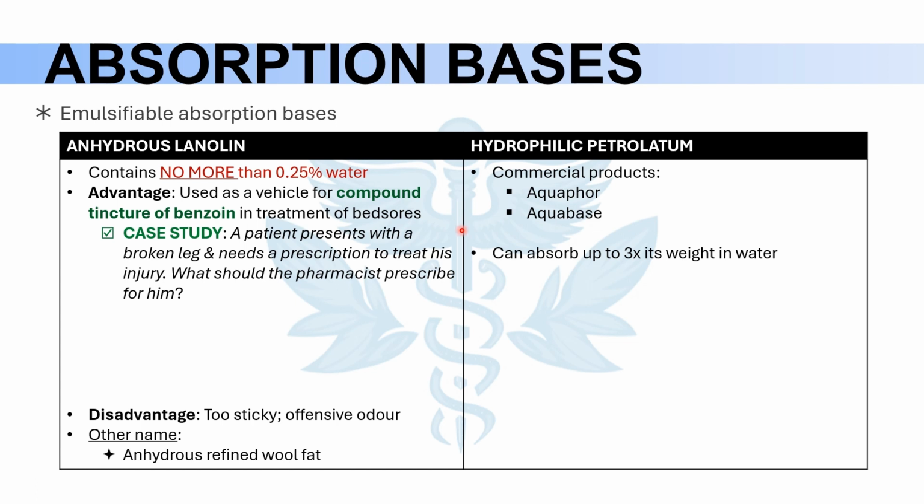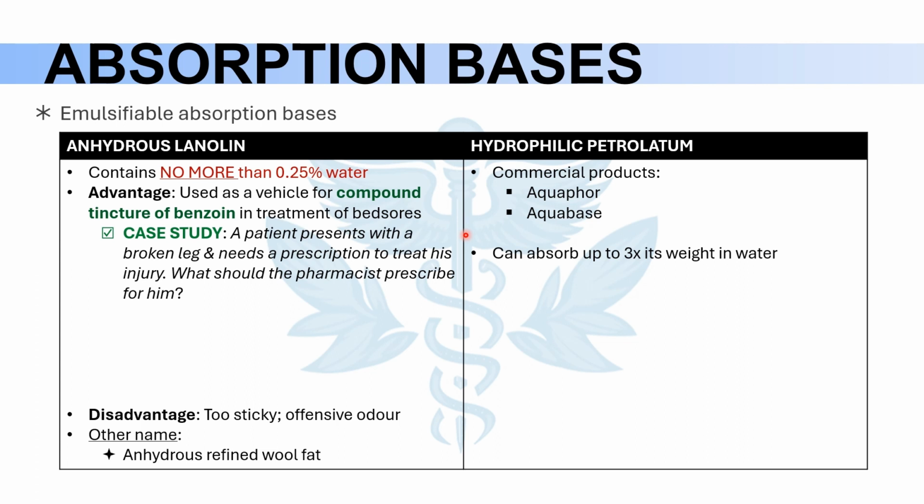And with that, let's take a case study. A patient presents with a broken leg and needs a prescription to treat his injury. What should the pharmacist prescribe for him? Let's break up this case study bit by bit. So our patient has two problems. The first problem is that he has a broken leg. And the second problem is that because he has a broken leg, he is most likely not moving at all and he's staying and resting at bed, so he will develop bed sores.